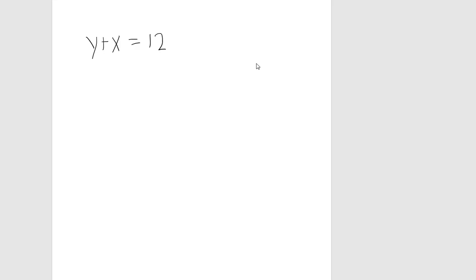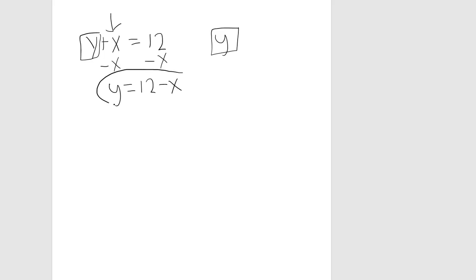Okay, as you look at this equation here, y plus x equals 12. If I asked you to solve this equation for y, to get the y alone, we would have to get rid of the plus x. The way that we get rid of a plus x is to do a minus x. And whatever we do on one side of the equation, we have to do the exact same thing on the other side. So we would be left with y equals 12 minus x. And this is our answer.